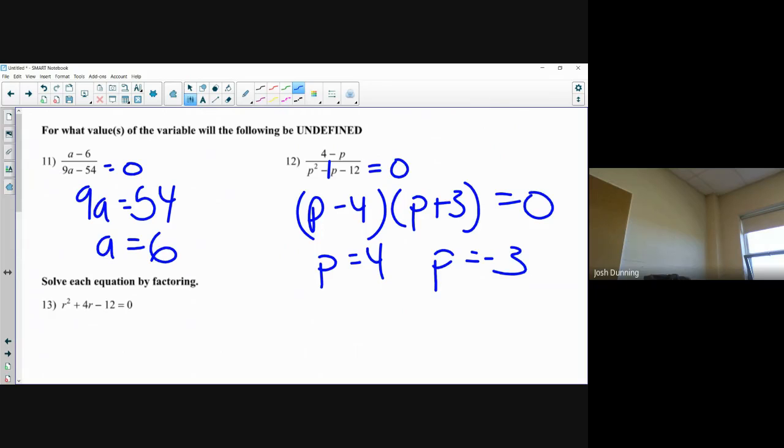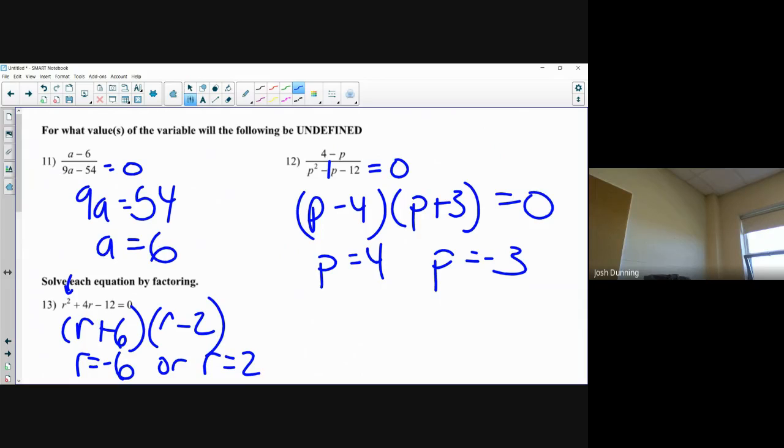Same idea. It's a quadratic. It's a square equation. So we're just going to go with 6 and -2. And that gives us -6, or r equals +2.